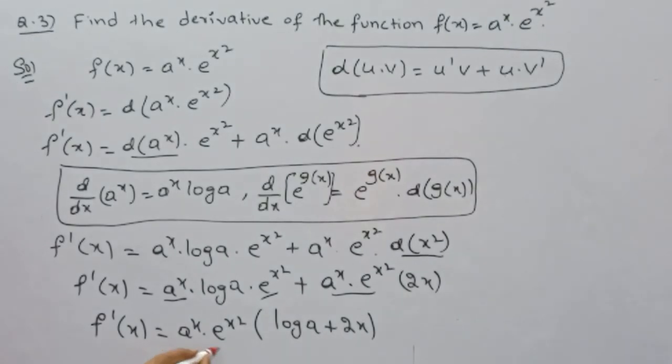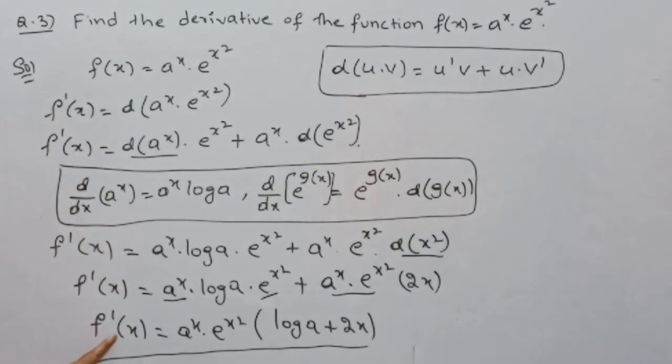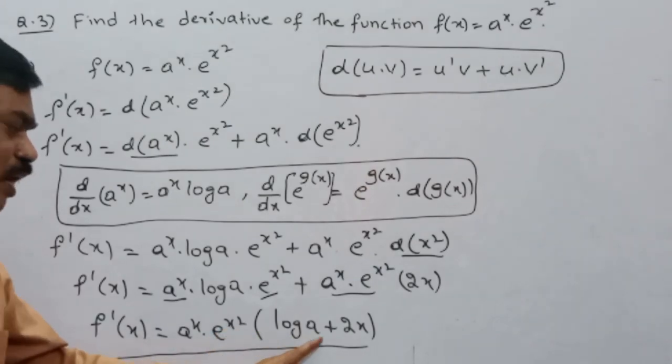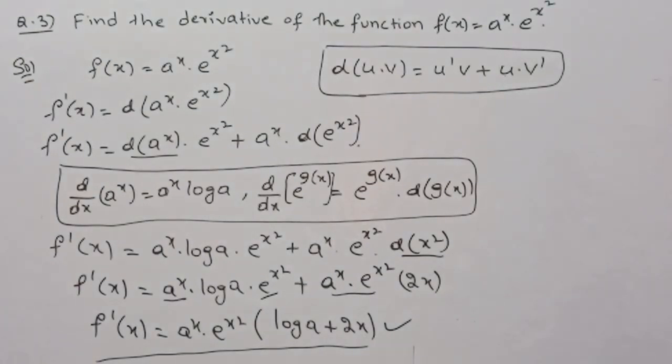So this is f of x. So what is the derivative of f of x? Derivative of f of x, f dash of x is equal to a power x into e power x square into log a plus 2x. Okay, all of you. That's all.